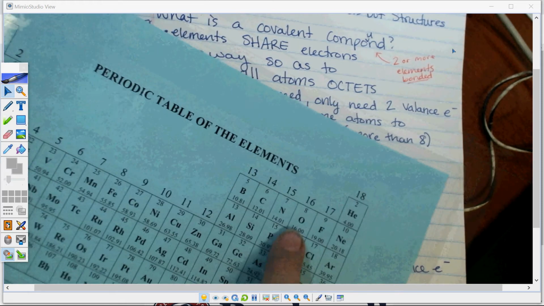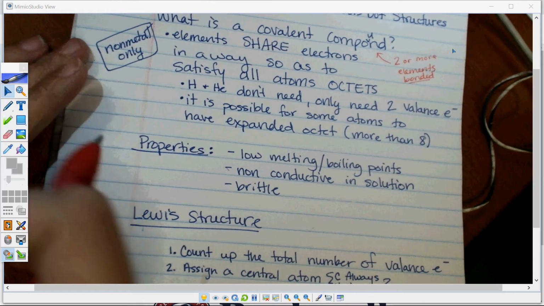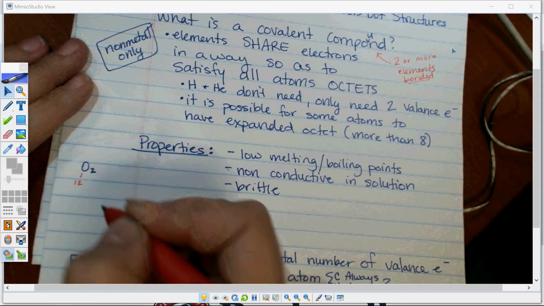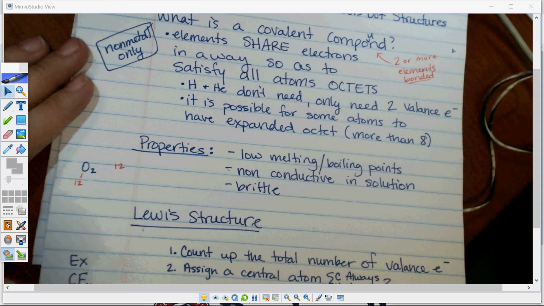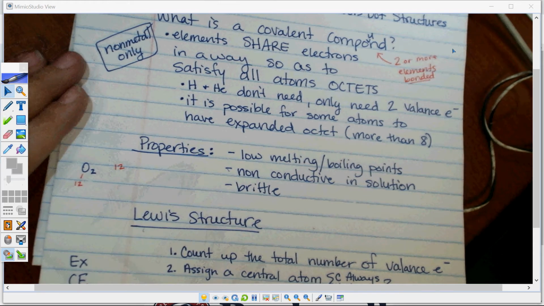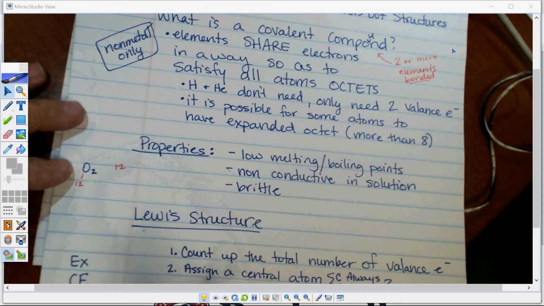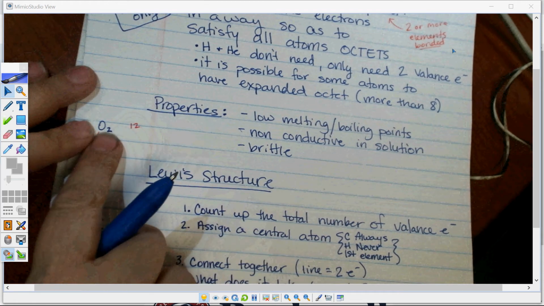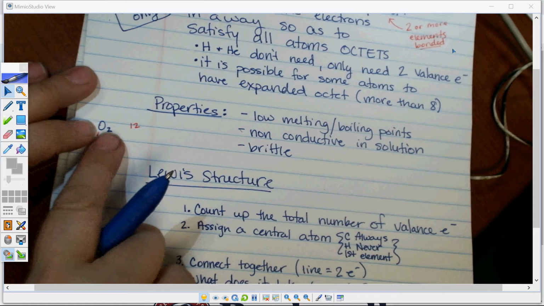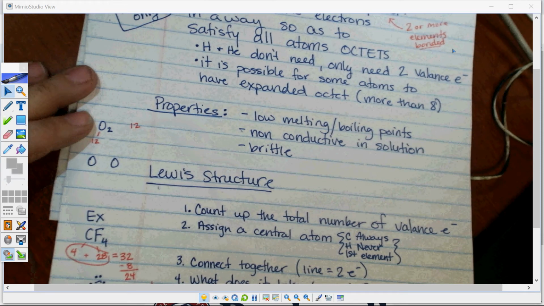Oxygen is in group 16, which means it has 6 valence electrons. Since there's 2 of them, that means I got a total of 12. So I got 12 valence electrons total that I need to share between these 2 oxygens so that they can have full valence shells. In this case, assigning a central atom, there's only 2 atoms to begin with. So if there's only 2 things, you don't have to put anything in the middle. The only thing these 2 atoms can do is sit side by side.